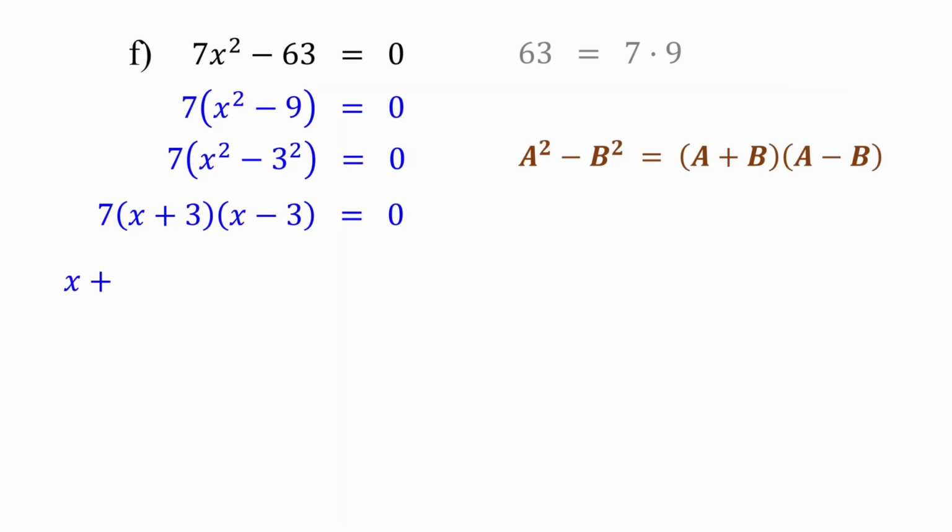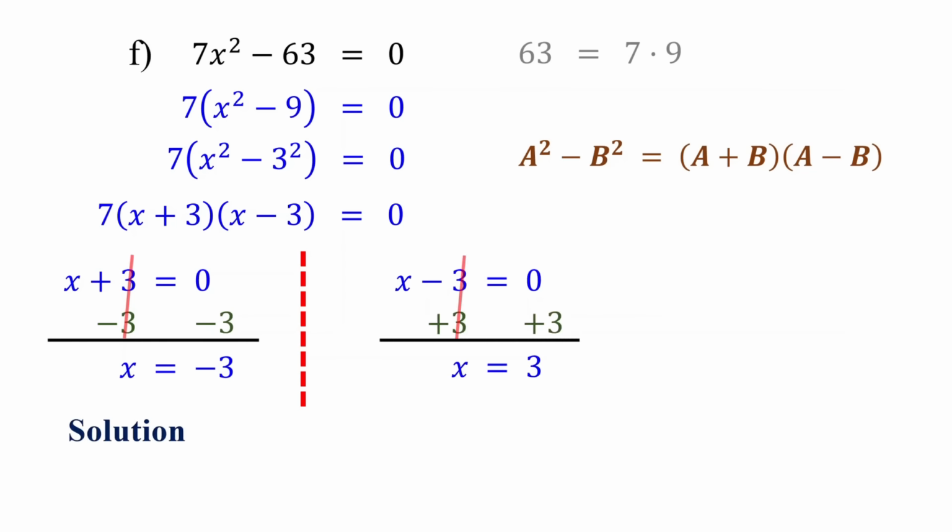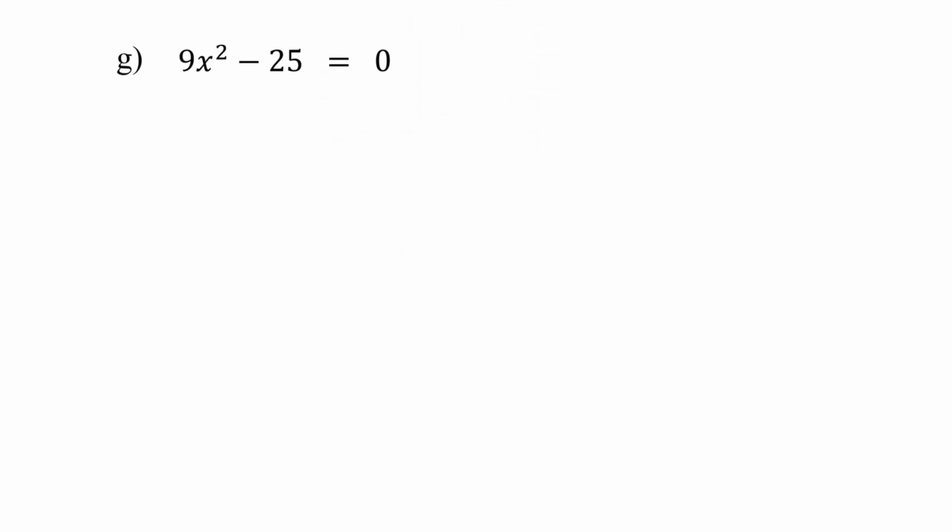Now, apply the zero product property and solve for x. Subtract 3 from both sides of the first equation, and add 3 to both sides of the second equation. Therefore, these are the solutions. Now it's your turn. Please pause the video and give it a try.